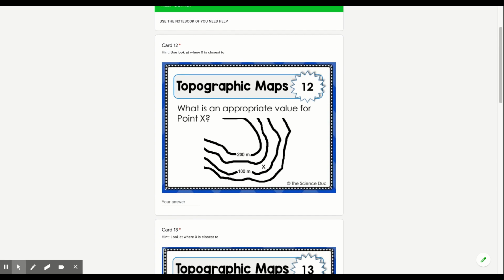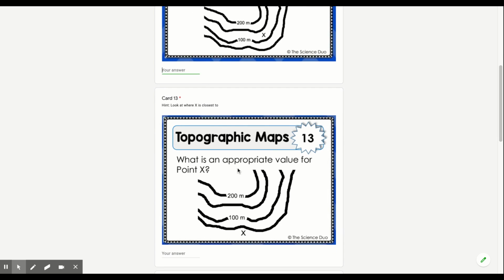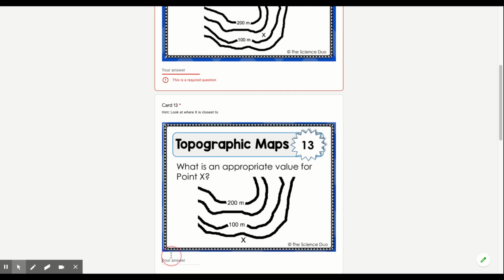Here, card number 12. Again, I give you a hint. So it's asking for the elevation. So again, which line is it closest to? And then you're going to type in your answer. Card 13, what is the approximate value for point X? Same thing, what is the line closest to? That's what elevation.